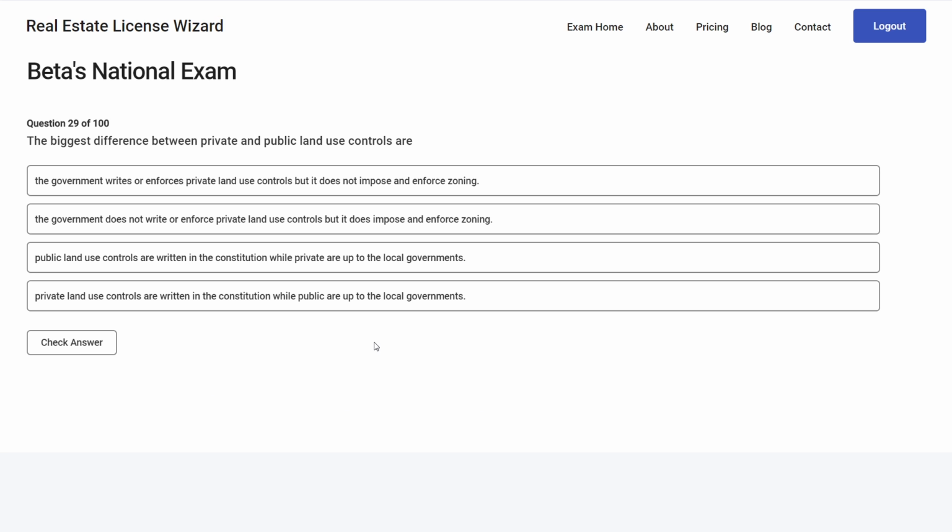Question 29. All right, the biggest difference between private and public land use controls gives us four options. The government writes or enforces private land use controls, but it does not impose and enforce zoning. Is it the government does not write or enforce private land use controls, but it does impose and enforce zoning? Is it public land use controls are written in the Constitution while private are up to local governments? Is it private land use controls are written in the Constitution while public are up to the local governments? Alrighty, so a lot to unpack there. I'm going to give you guys an opportunity to think about that one.